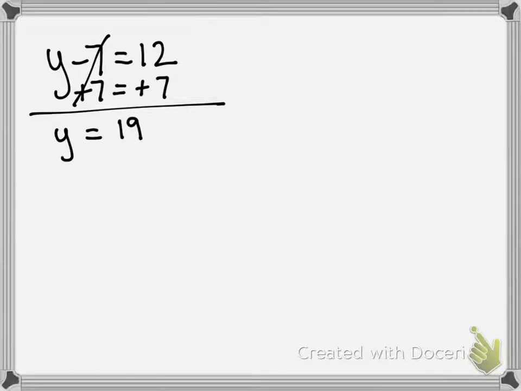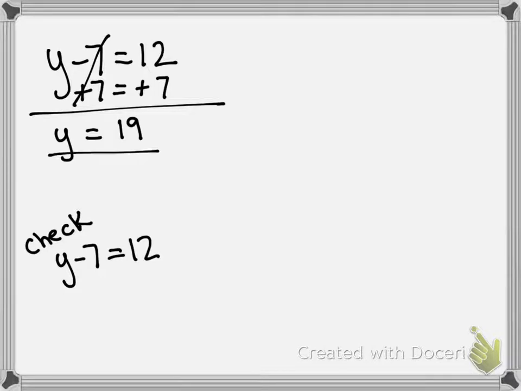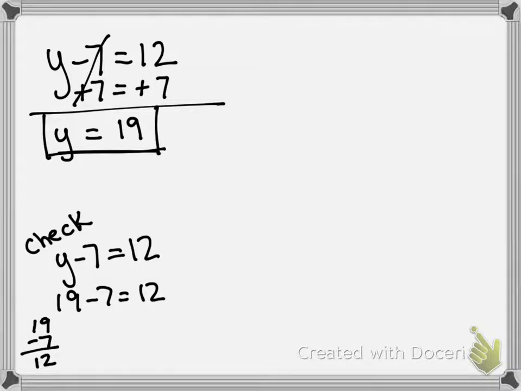To see if our calculations are correct, we check our answer. We rewrite the equation y minus 7 equals 12. We substitute 19 in for y, and we decide, is 19 minus 7 12? Yes, it is. So y is equal to 19.